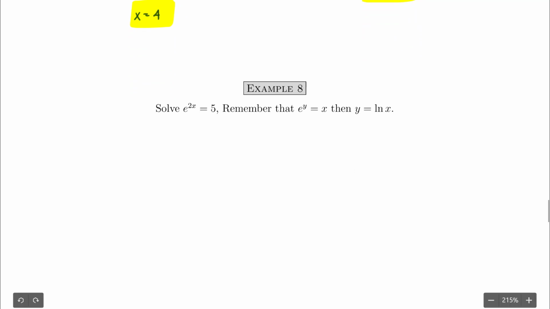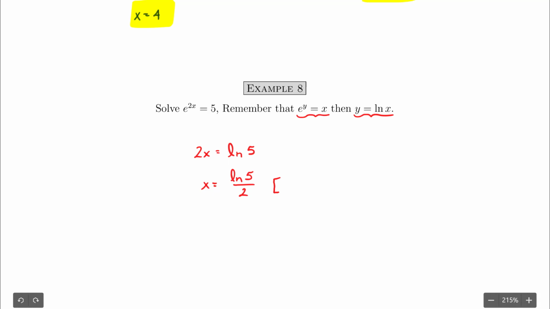So it's just like what we've done in the past. There is also a helpful note over here: if e to the y equals x, then y equals the natural log of x. So what we would have is 2 times x equals the natural log of 5. Divide both sides by 2, and we get x equals natural log of 5 over 2.